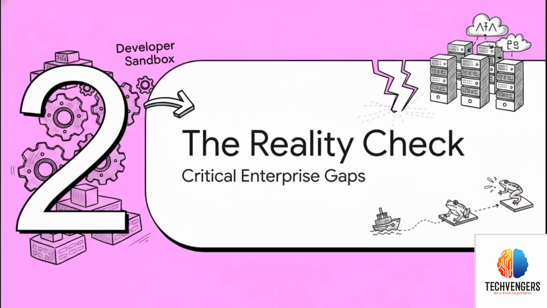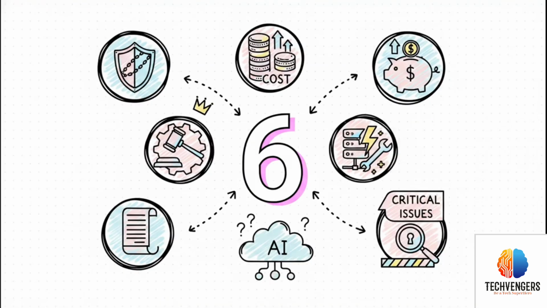Okay, but here comes the reality check. Because the moment you try to take this from a developer sandbox into a real high-stakes enterprise environment, well, that's when you start to see the cracks appear. And this is exactly where so many promising proofs of concept just fall apart. So, we've zeroed in on 6 big gaps. And let's be clear, these aren't just little nitpicks. These are make or break issues that can totally derail your project. We're talking security, cost, governance, the whole shebang.